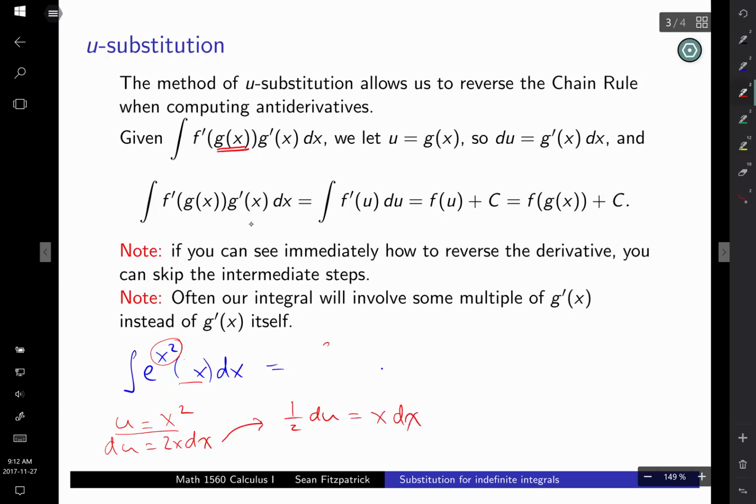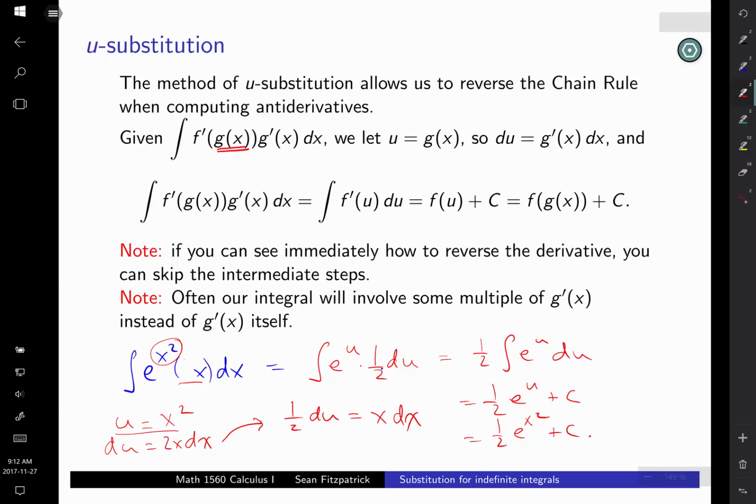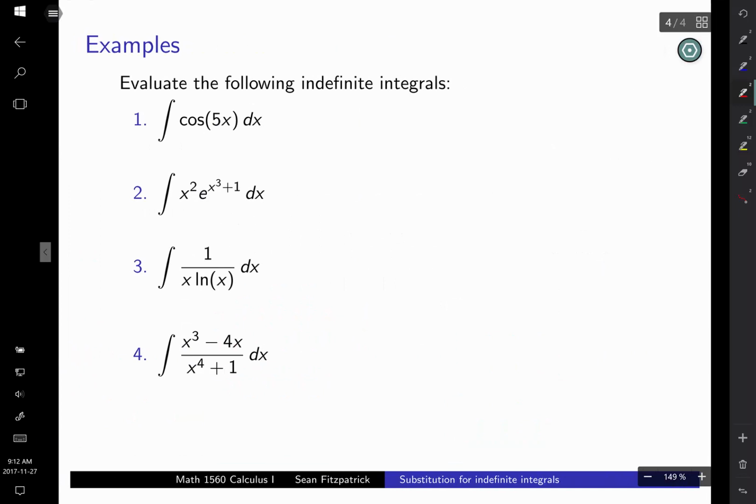And then I can say, okay, so this becomes e to the u times 1/2 du, because x dx is 1/2 du, and then you can always pull the constant out, so you can write that as 1/2 e to the u du, and so this is 1/2 e to the u plus c, and then we put back in that x squared. So if you're off by a constant, you can always make adjustments like this to make sure that you get the right thing.